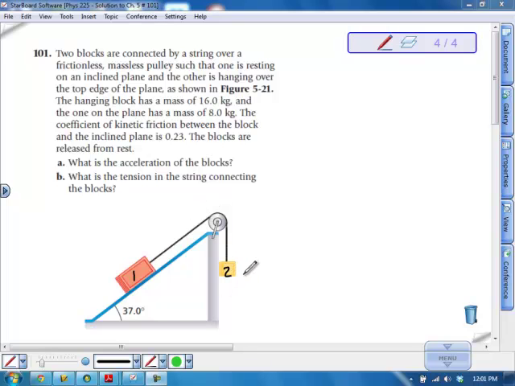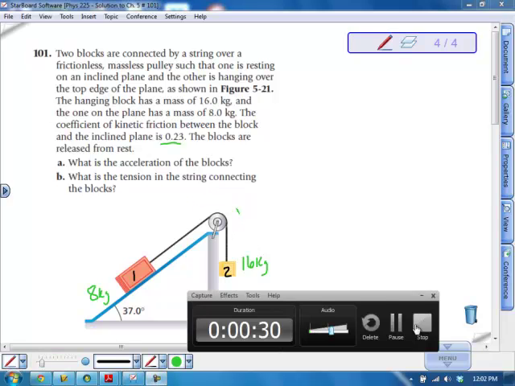This one has a weight of 16 kilograms. This one has a weight of 8 kilograms, and there's some friction on the ramp as well. The coefficient of friction is 0.23, and we're trying to find the acceleration of the blocks together, because they're going to move this way, and we're trying to find the tension in the string.